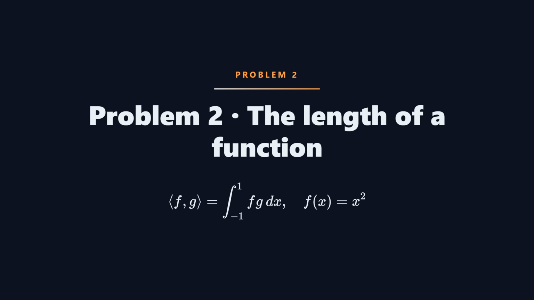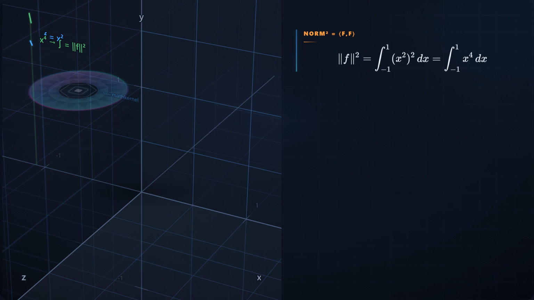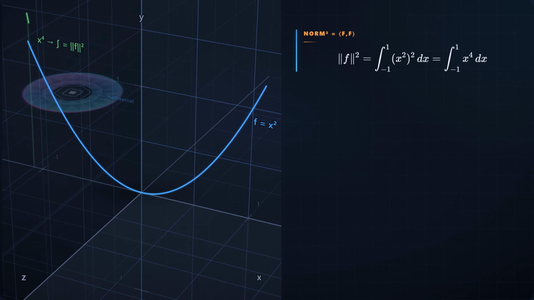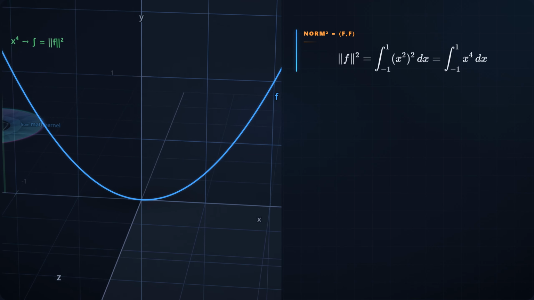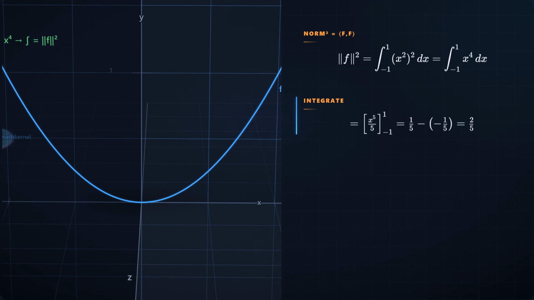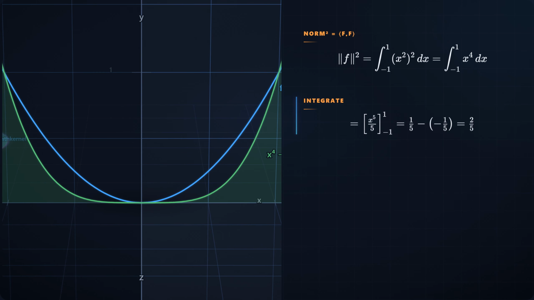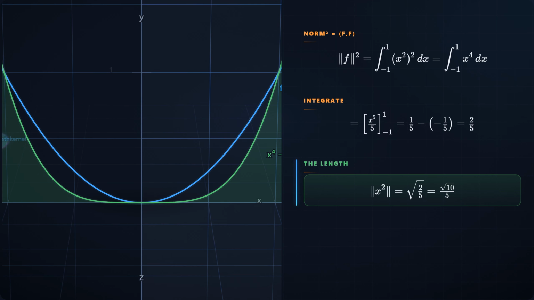Problem 2. A function has a length, the square root of its product with itself. Compute it for x squared. Pause and try. The norm squared is the function with itself. Here the integral of x squared, which is x to the fourth, from -1 to 1. Integrate: x to the fifth over 5, evaluated at the endpoints. A fifth minus a negative fifth, 2/5. So the length of x squared is the square root of 2/5, which tidies to root 10 over 5. The green area under x to the fourth is that norm squared, made visible.